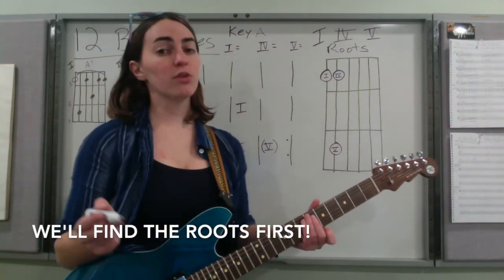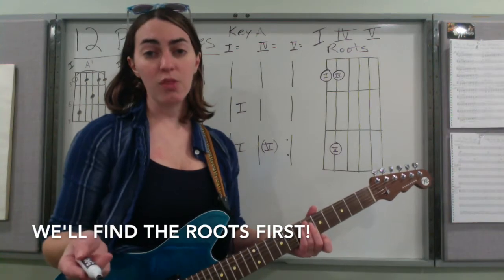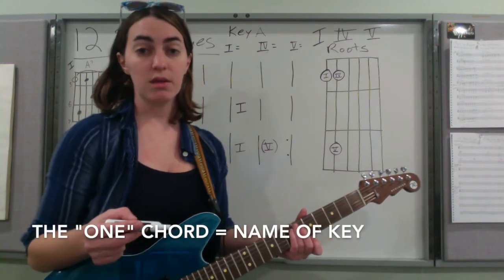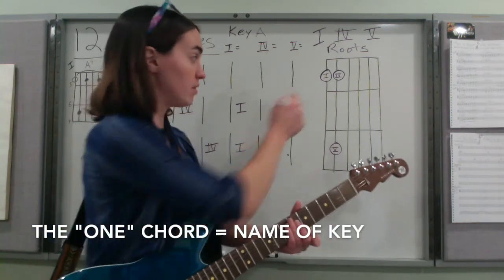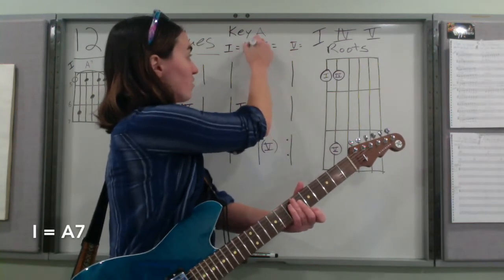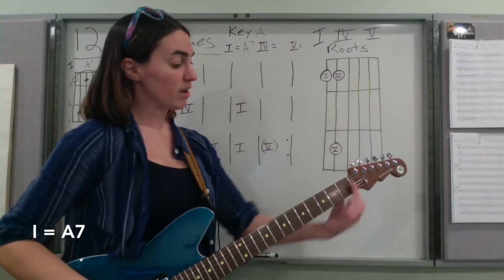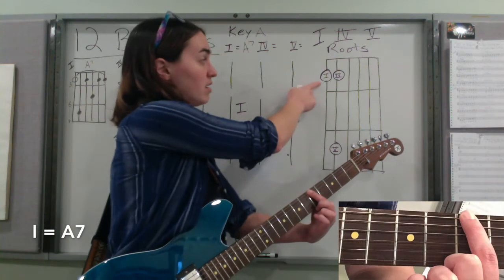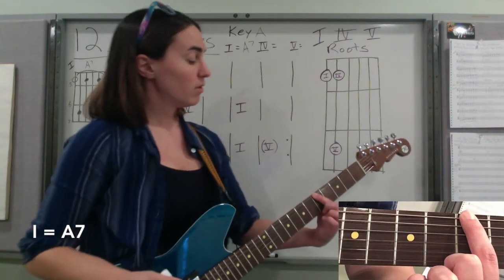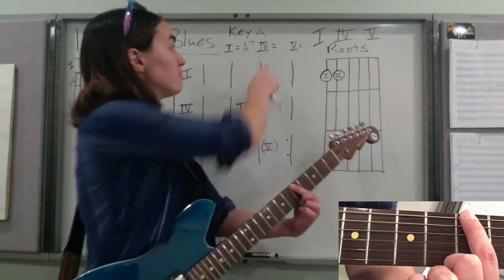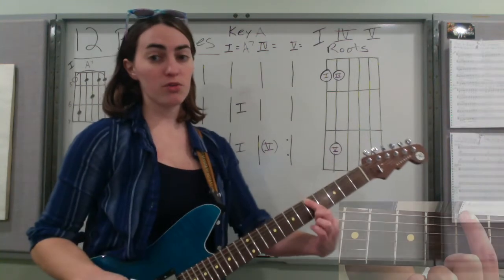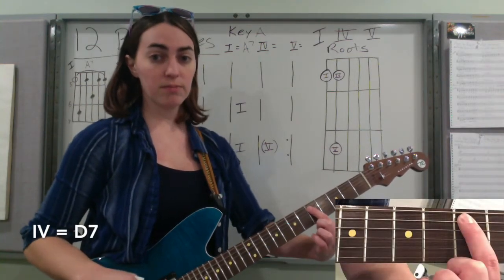If someone tells you that you're going to play a blues in the key of A, the 1 chord is the name of the key. So if they say key of A, it means your 1 chord is going to be A7. So we're going to find A on the guitar. We're looking at our handy-dandy shape right here. That's going to be our 1 chord. Now we need to find the 4 chord. The 4 chord is right below that on the A string. That's D.